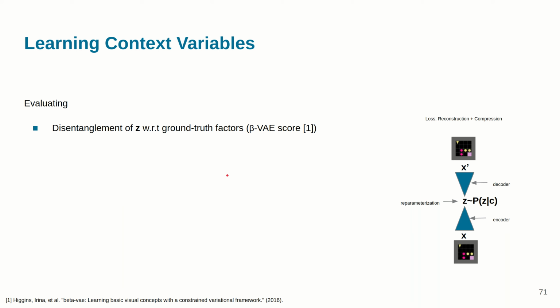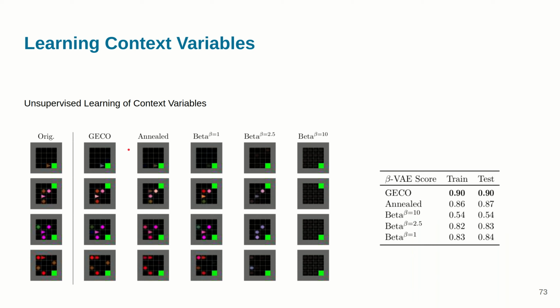To evaluate these different methods, we use disentanglement evaluation methods such as beta VAE score, which evaluates the quality of the disentanglement in the representation with respect to the ground truth factors that we have in our environment. Further, we would like to know how much information from the context is captured in our variable.